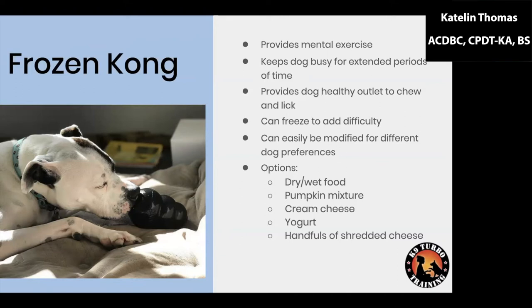So maybe a wet dry food mix, maybe some yogurt, cream cheese, handfuls of shredded cheese. These are just Kongs that we stuff inside, and then we can put them in the freezer to let our dogs enjoy them later. I really like doing a little bit of food prep with our dogs. So I like doing maybe my day is Sunday where I just prep a good 14 Kongs so that I can pull them out and give them to my dogs throughout the day.